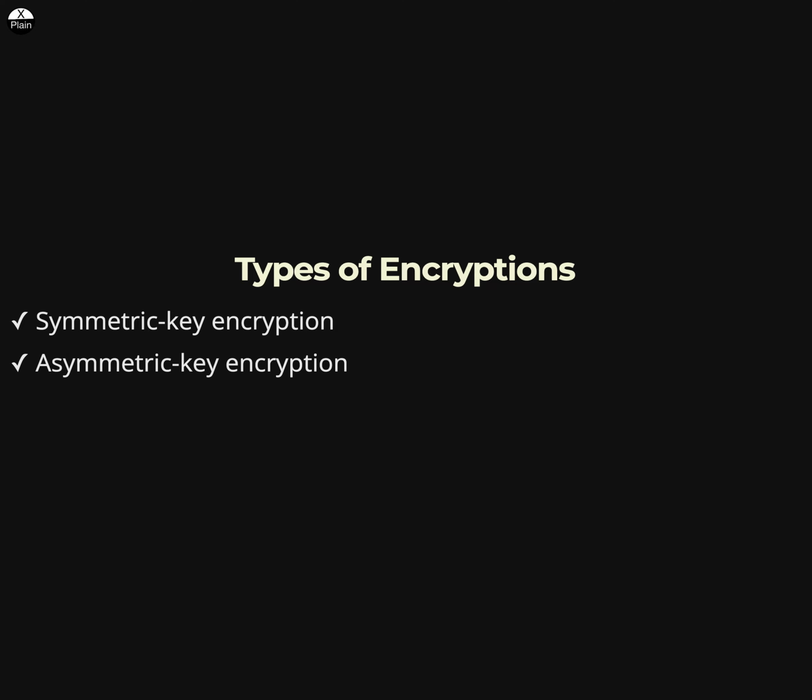Asymmetric-key encryption is a technique that uses a pair of keys for encryption and decryption. One key is used to encrypt the data and the other key is used to decrypt the data. This can be useful for protecting data that is transmitted over a network, as the keys can be used to secure the communication between the sender and the receiver.